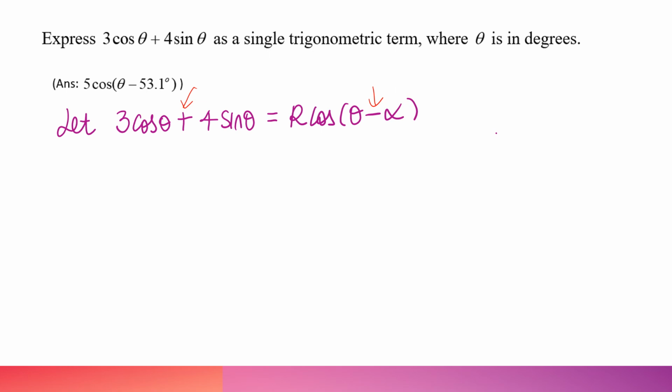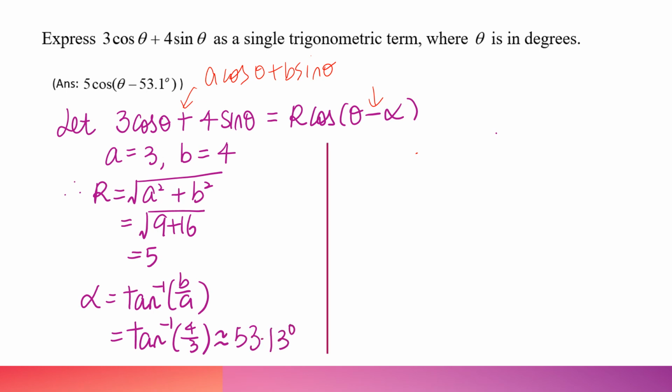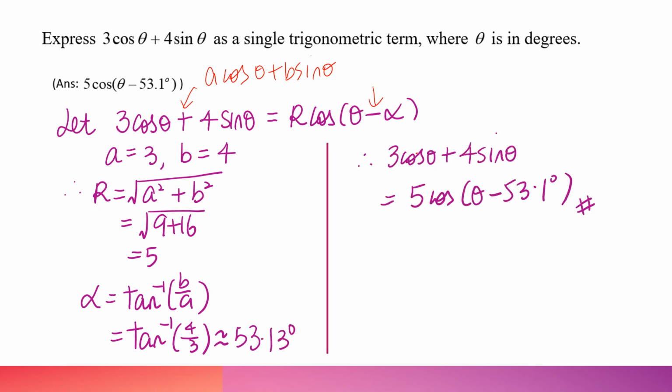So what is the formula to find R? Oh, wait, hang on. Write down the values of A and B first. So your A is 3, B is 4. How do you know A is 3, B is 4? You just compare it with your A cosine theta plus B sine theta. So your A will be 3, your B will be 4. What's the formula to find R? Yes. What's the formula to find alpha? Yes. Then you combine them, you would be able to express 3 cos theta plus 4 sine theta as a single trigo term equal to 5 cos bracket theta minus 53.1.